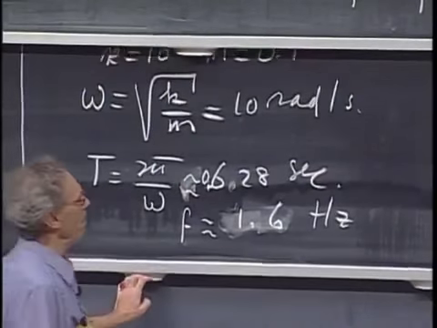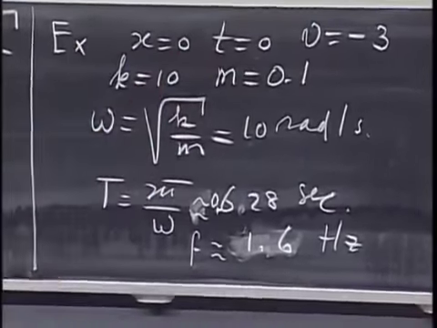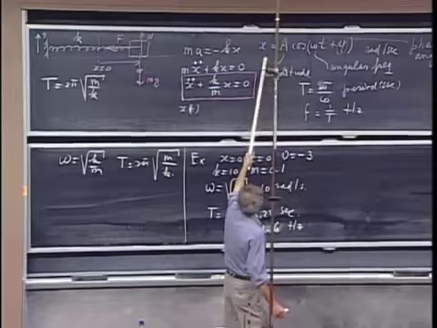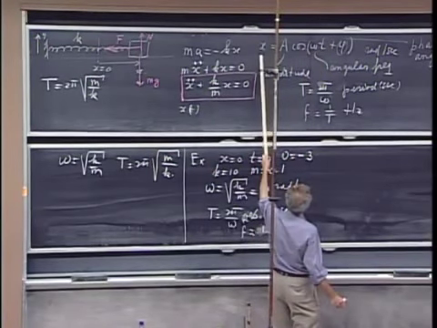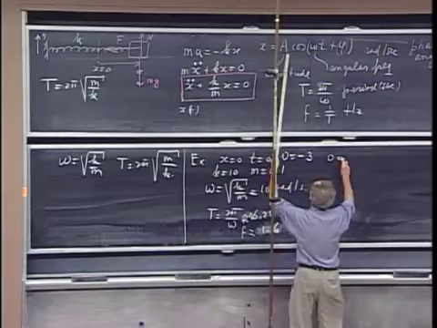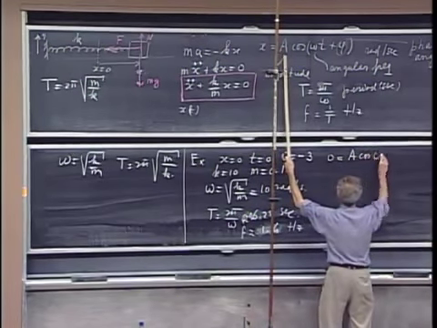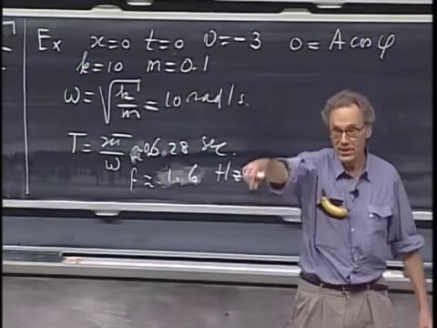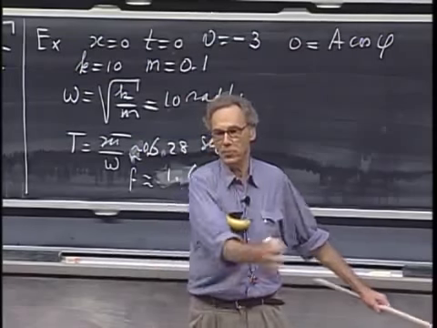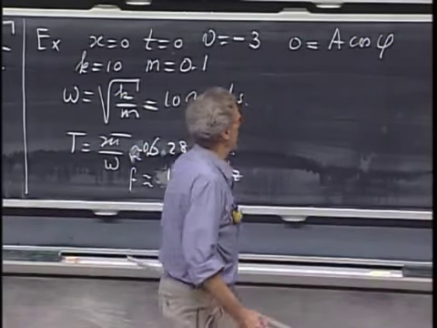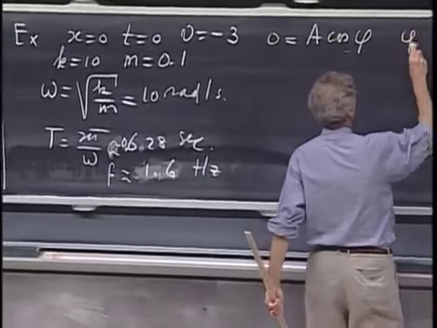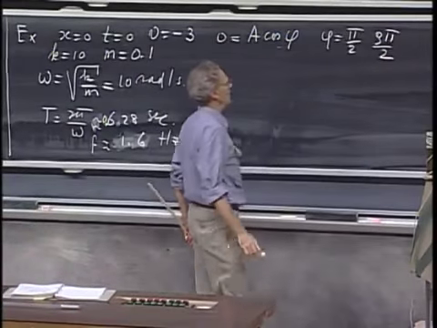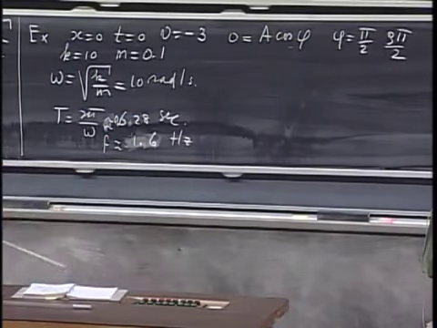All right, so now I know that at t equals 0, x equals 0. So I see my solution right here. I put in t equals 0, and I know that x is 0. So I get 0 equals A times the cosine of φ. Well, A is not 0. If I release that thing at equilibrium and I give it a velocity of 3 meters per second, it's going to oscillate. So A is not 0. So the only solution is that cosine φ is 0, and so that leaves me with φ is π over 2, or 3π over 2. That's the only two possibilities.